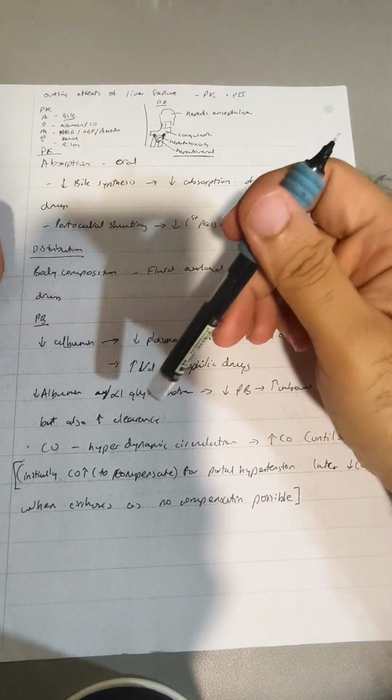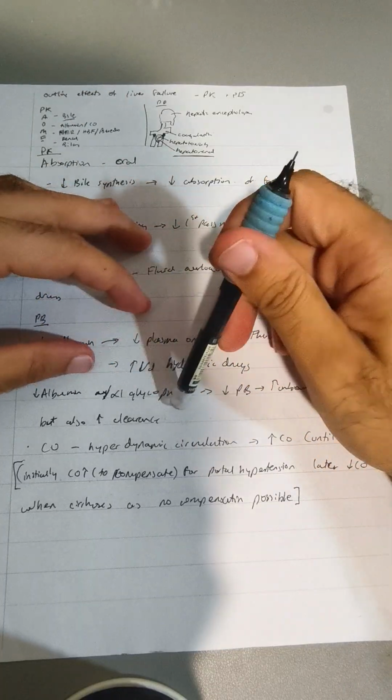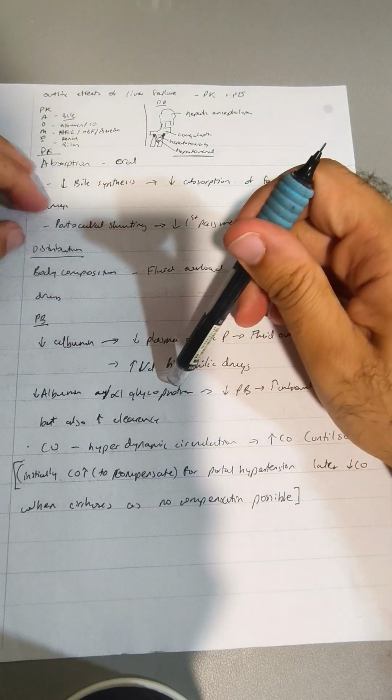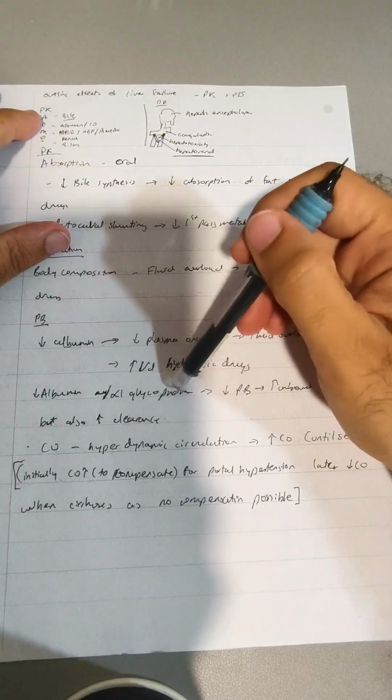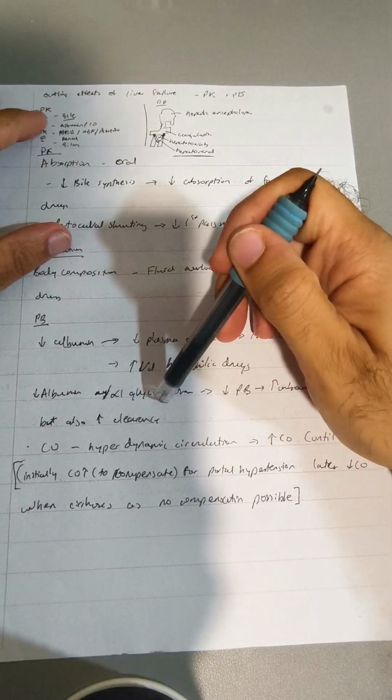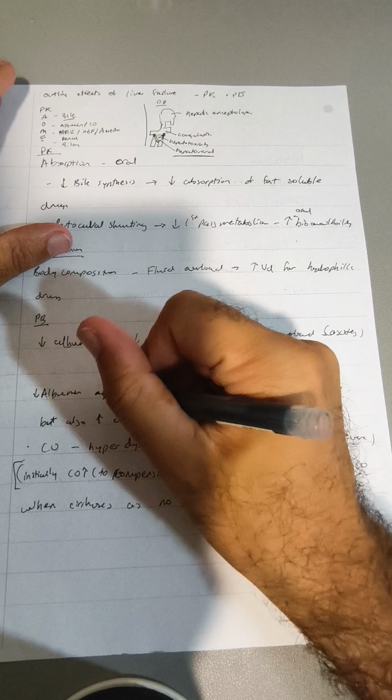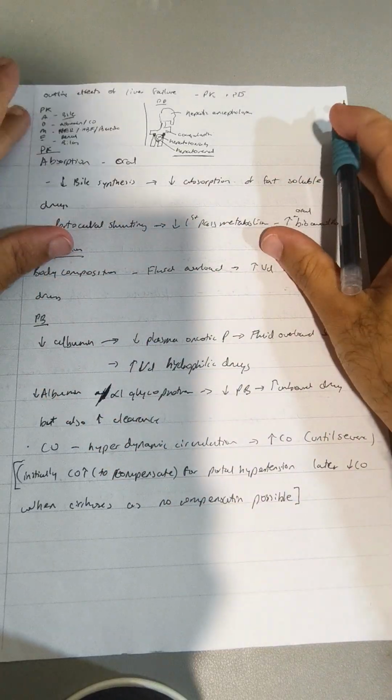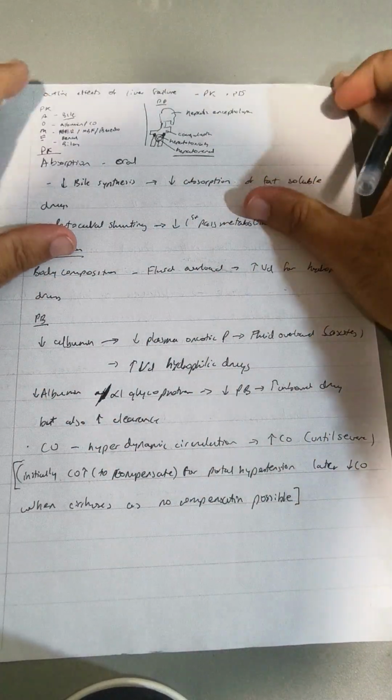So note that alpha 1 glycoprotein and albumin are different. This is more an acute phase reactant. I guess in an acute injury you would get that increase, but in here you would get it reduced. It's mainly increased in obesity.